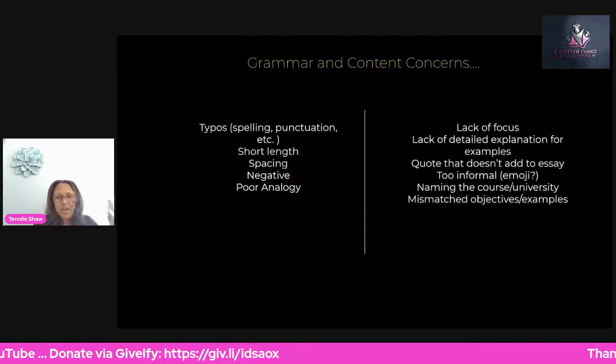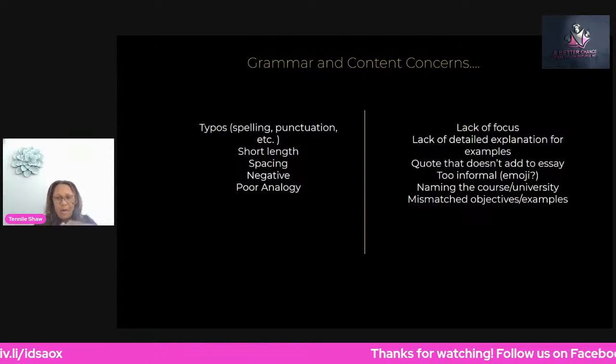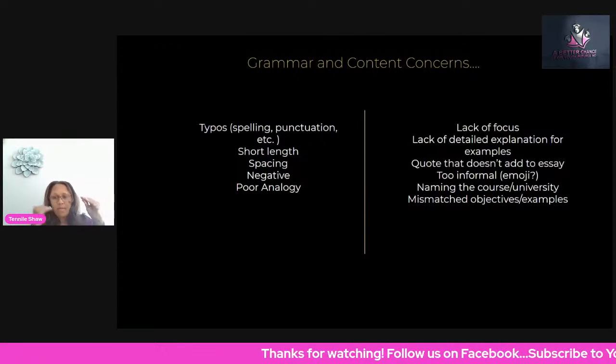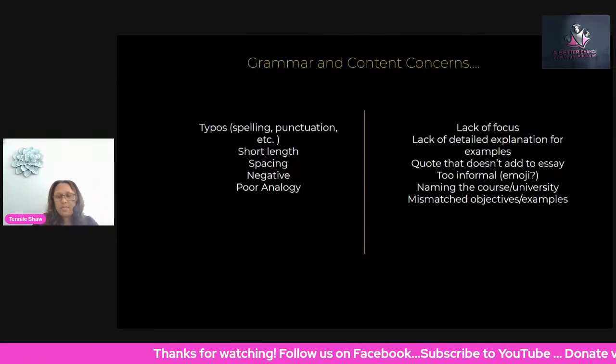Please make sure that the objectives and the examples do match up, that whatever you're trying to prove, the examples that you give prove that point.